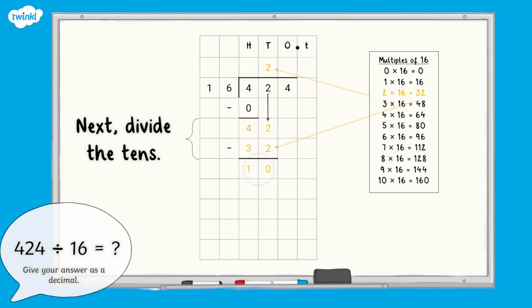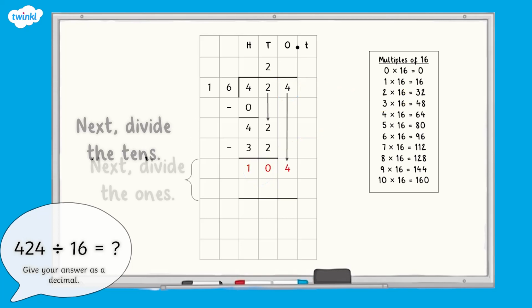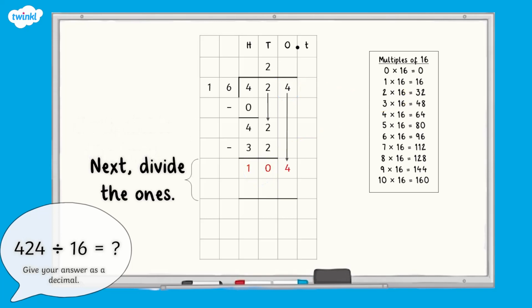So we write a 2 in the tens column of our quotient or our answer. The remaining 10 tens are exchanged for 100 ones and are added to the 4 ones from our dividend, giving us 104 ones altogether. 104 ones divided by 16 equals 6 ones with 8 ones remaining, so we write a 6 in the ones column of our quotient.